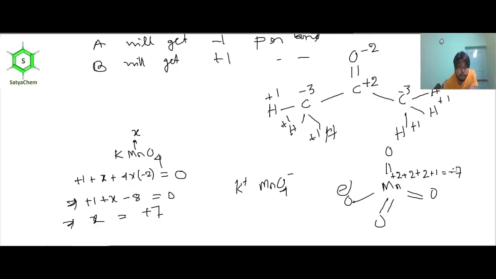So from the chemical structure we have seen that the oxidation number of manganese is +7. Here it is also +7. So we come to the same answer. But again I am saying that this method is more correct. Why is this method more correct?